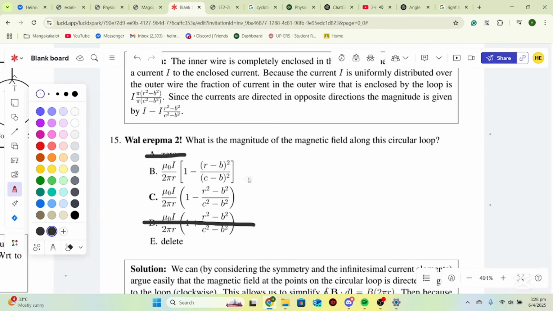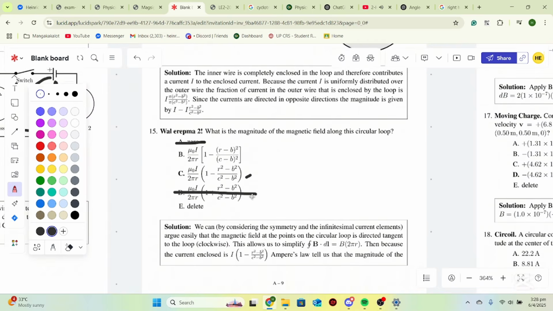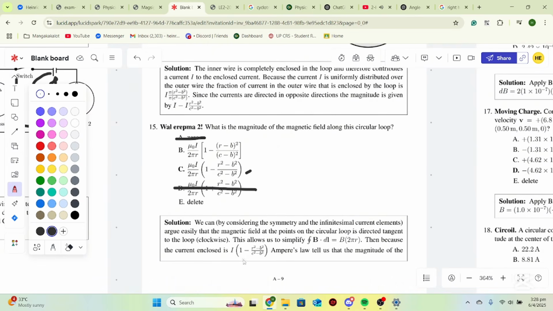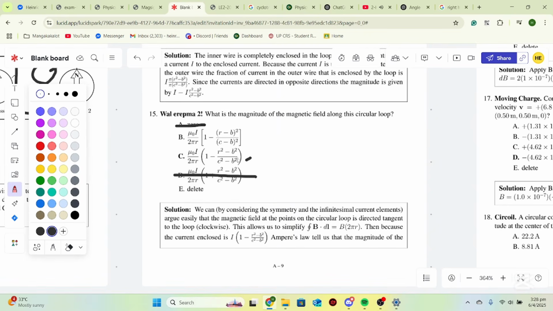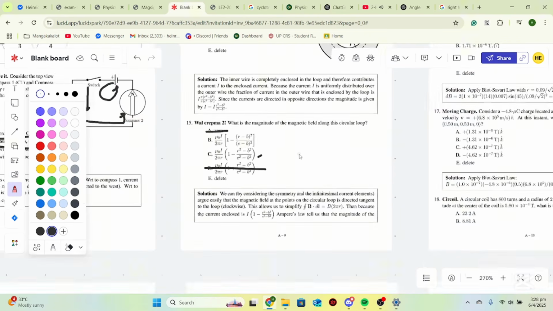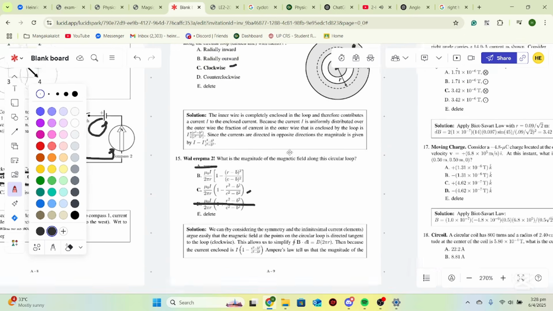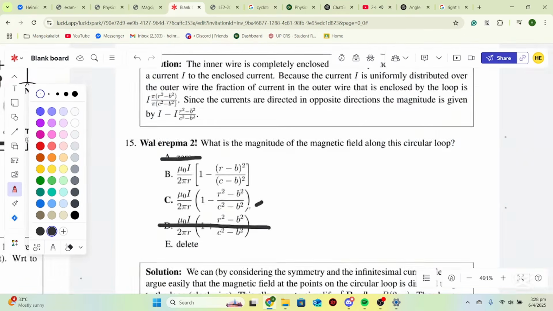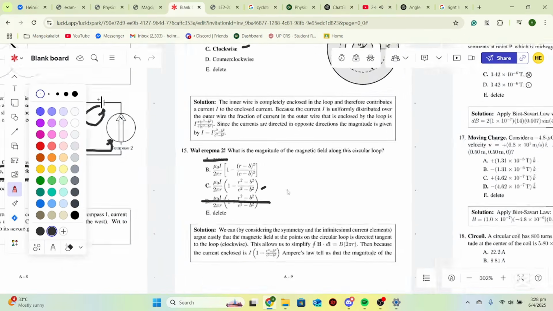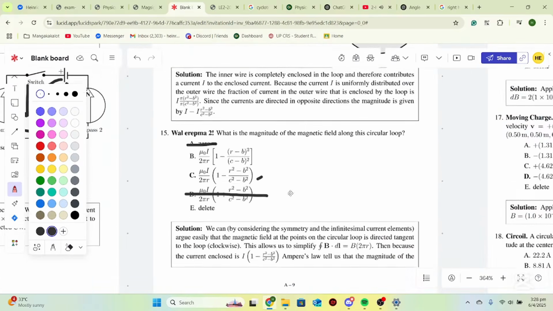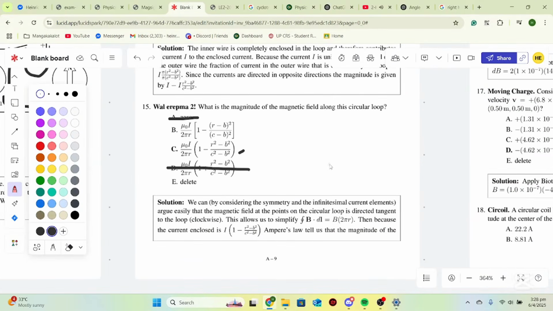So the answer is C because this is just the equation of Ampere's law. It's r squared minus b squared over c squared minus b squared. So it's just that radius minus b over c minus b. Yeah, that's just the equation. So it's not zero, it's not plus, and we can just find out from one of these two.